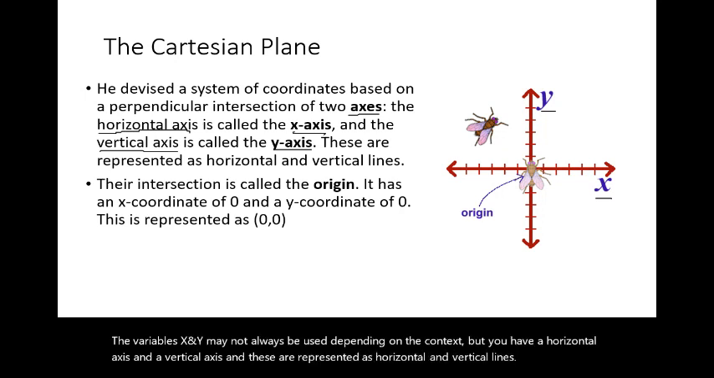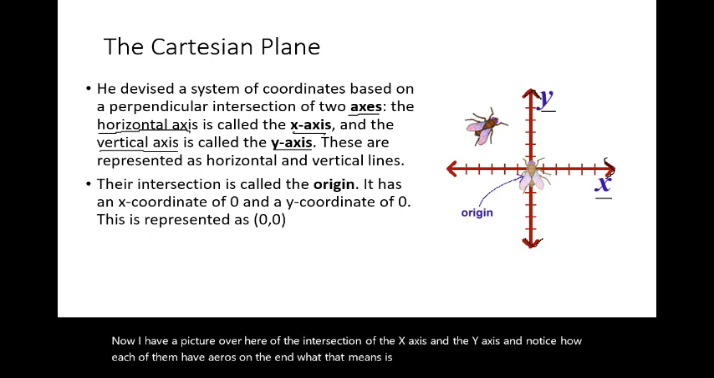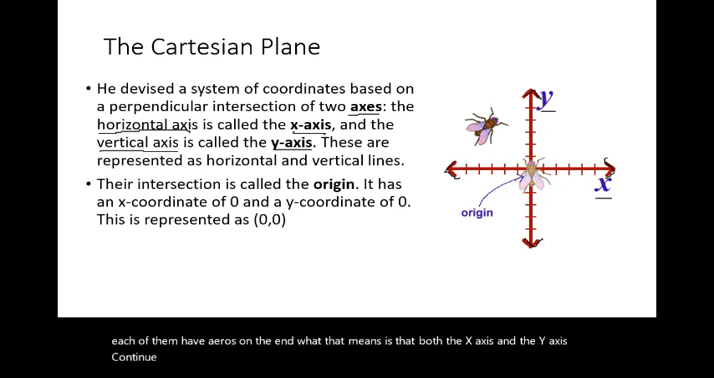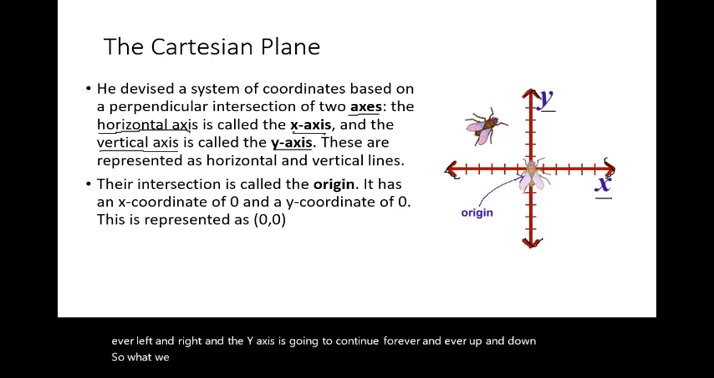Now, I have a picture over here of the intersection of the x-axis and the y-axis, and notice how each of them have arrows on the end. What that means is that both the x-axis and the y-axis continue on forever and ever in both directions. So the x-axis is going to continue forever and ever left and right, and the y-axis is going to continue forever and ever up and down. So what we have drawn here is just a piece of the Cartesian plane.